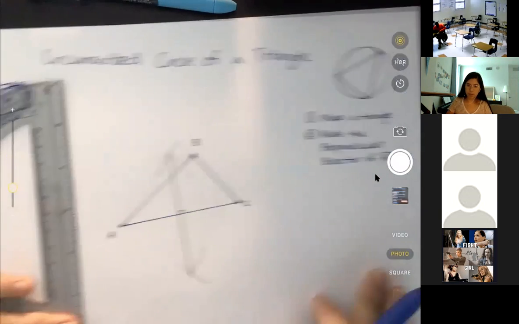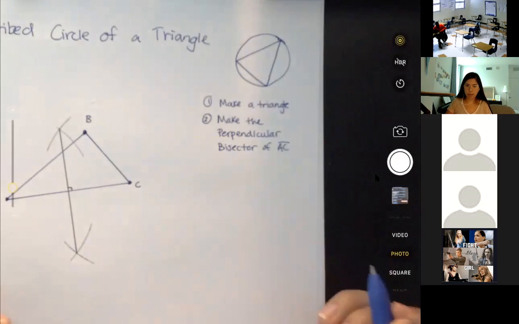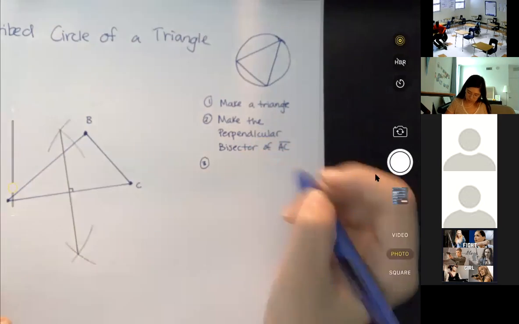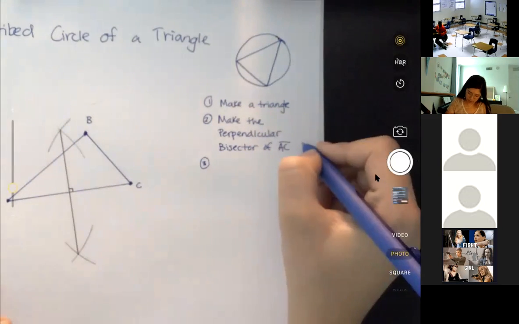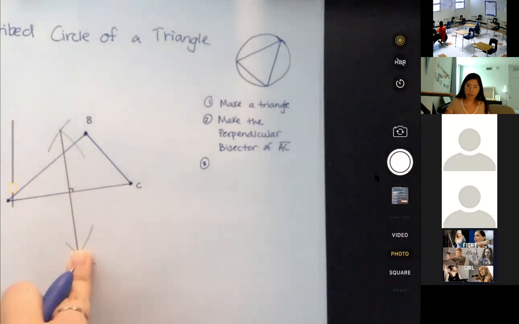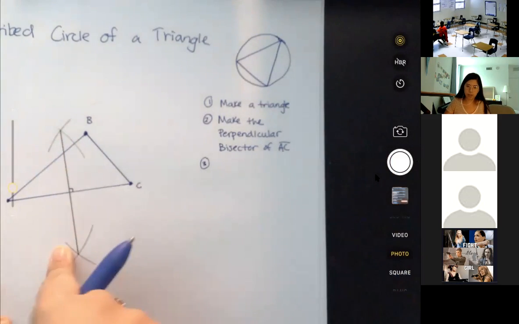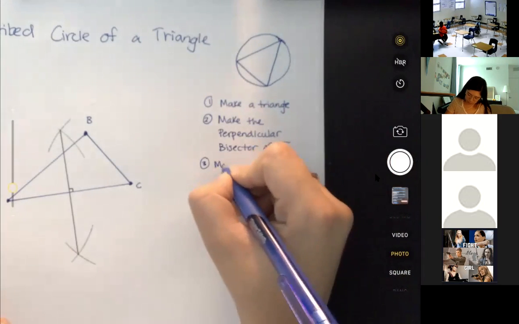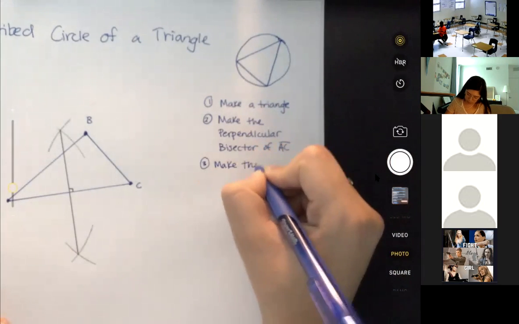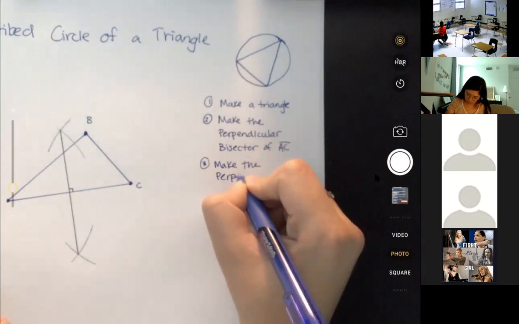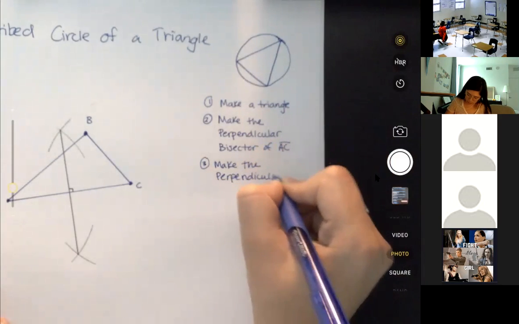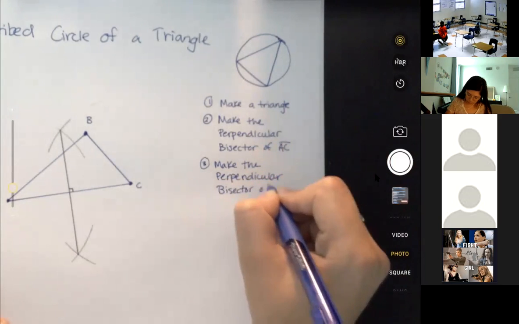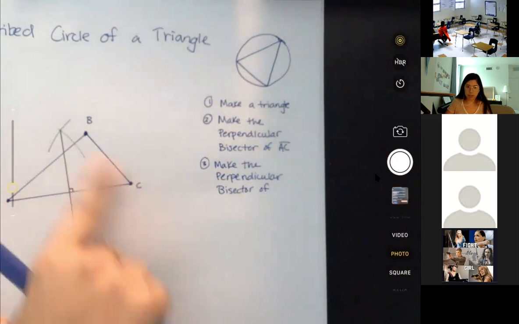Okay, so that was step 2: make the perpendicular bisector of AC. Step 3, connect them. Well, that's kind of within step 2, connect, so I already did that. Step 3 is we're going to make the perpendicular bisector of any of the 2 other sides.